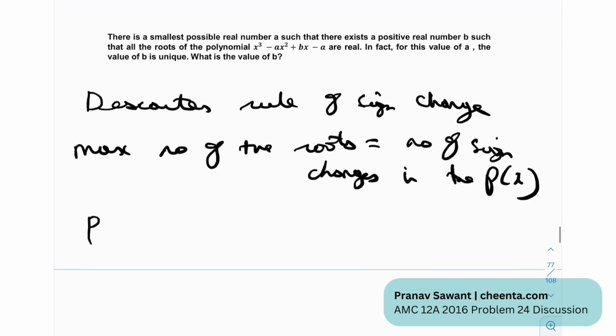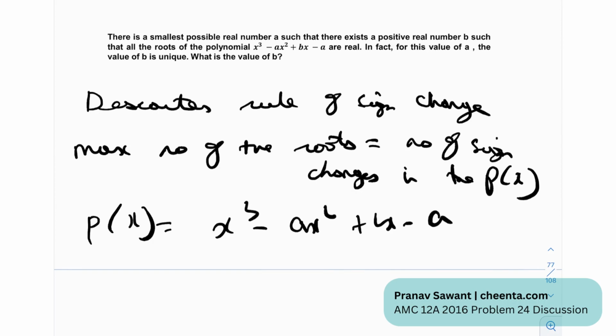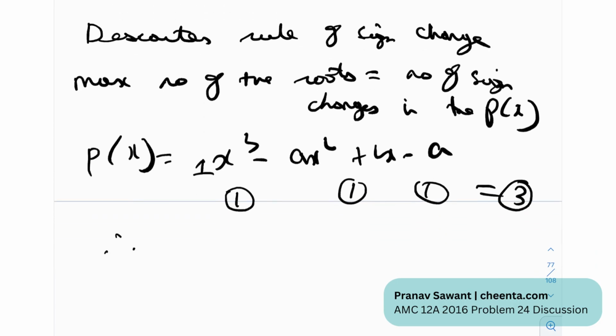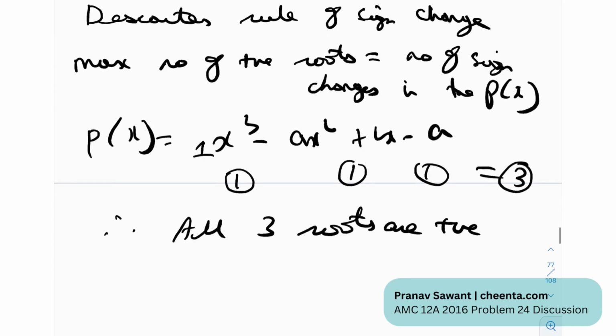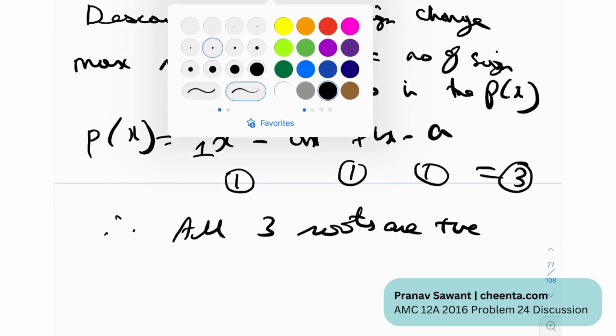Okay, so here if I define P of x to be equal to x cubed minus ax squared plus bx minus a, how many sign changes are there? So if you see, this is positive 1 over here. Positive to negative, that's one sign change. Negative to positive is another sign change, and positive to negative, another sign change. So in total, we have 3 sign changes over here. Therefore, it's a cubic, and a cubic has 3 roots. And we have seen by Descartes' rule of sign change that all 3 roots are positive. The maximum number of positive roots is 3, and therefore all 3 roots are positive.